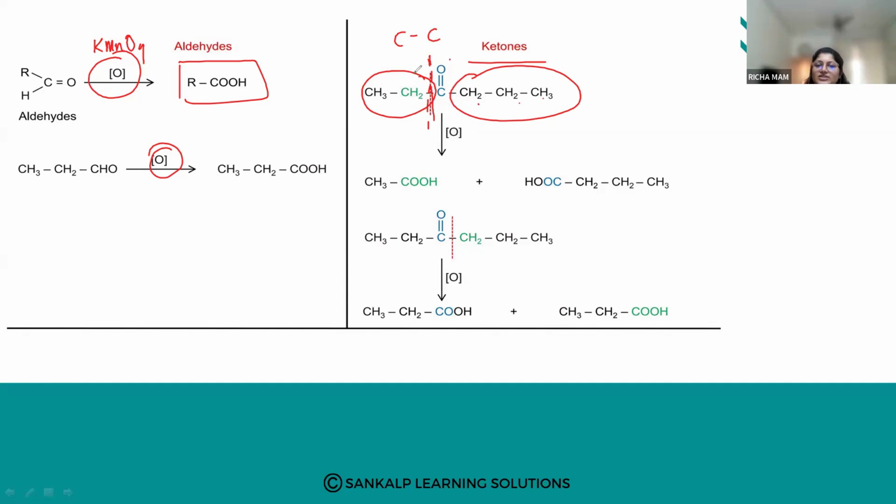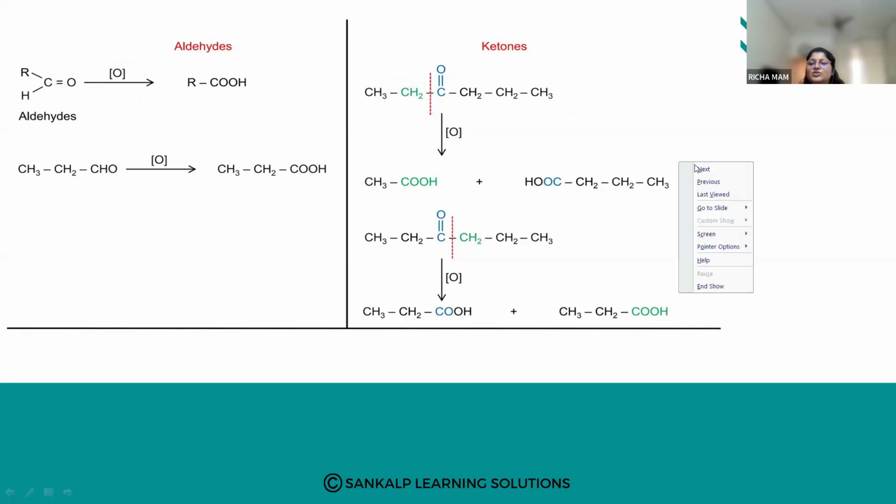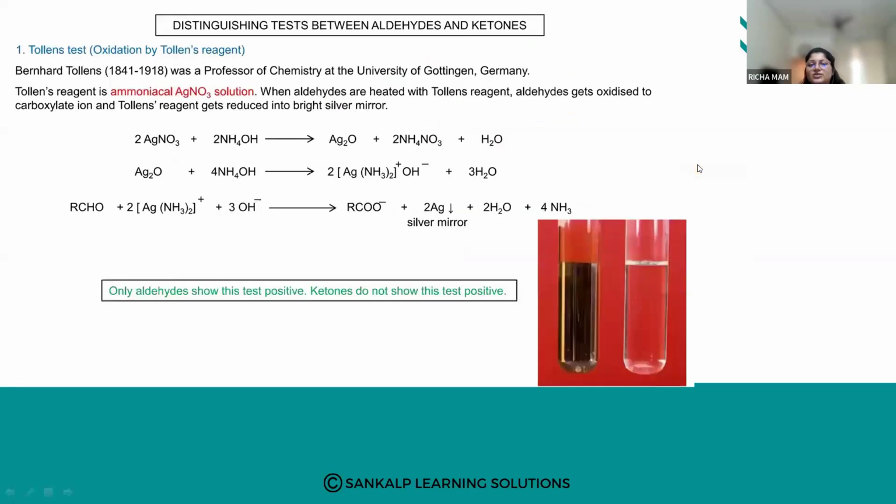So addition of oxygen takes place. Another example. So these are the different examples. Like this, we are going to get the oxidation. So remember the rules. When we are oxidizing aldehydes, they can be oxidized by using both strong as well as mild oxidizing agents.